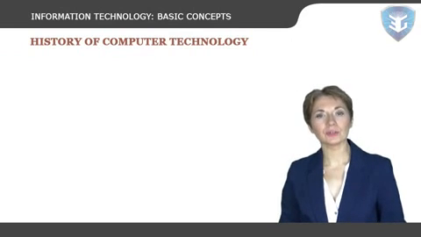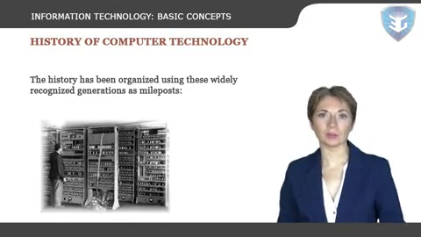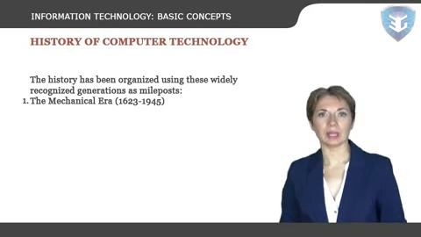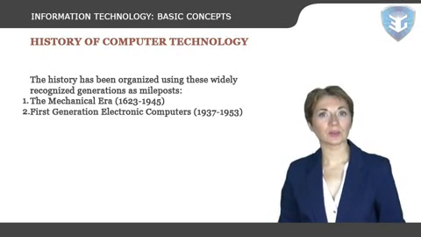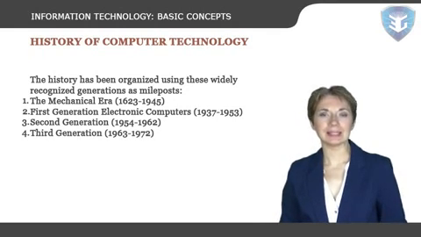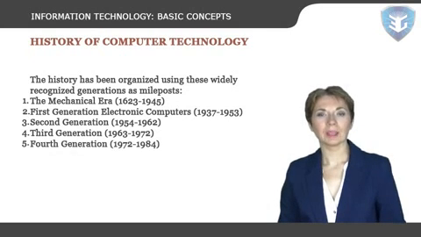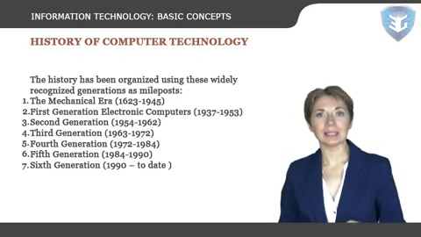Now we will study the history of computer technology. The history has been organized using these widely recognized generations as mileposts. The mechanical era, 1623 to 1945. First generation electronic computers, 1937 to 1953. Second generation, 1954 to 1962. Third generation, 1963 to 1972. Fourth generation, 1972 to 1984. Fifth generation, 1984 to 1990. Sixth generation, 1990 to date.